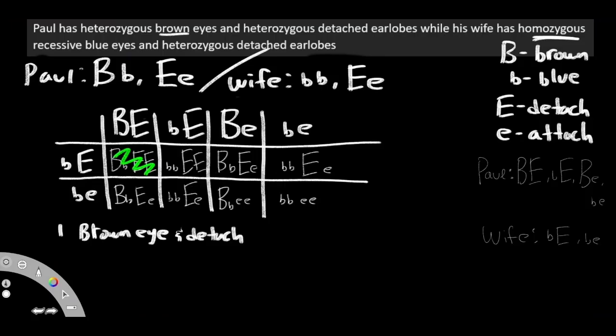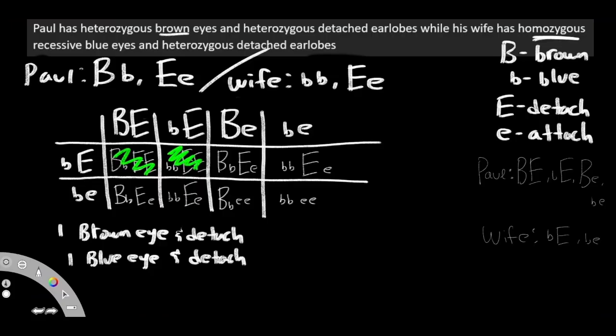Then how about this one? Small b with a big E, big E. So that is a blue eye, and big E, big E is the same thing, a detached earlobe. But we can't group these together because this one has a brown eye and this one has a blue eye, so they're not the same. So we have one there. We're going to put a tally there as well, and cross that one out.